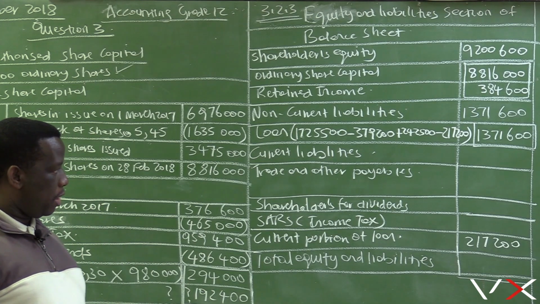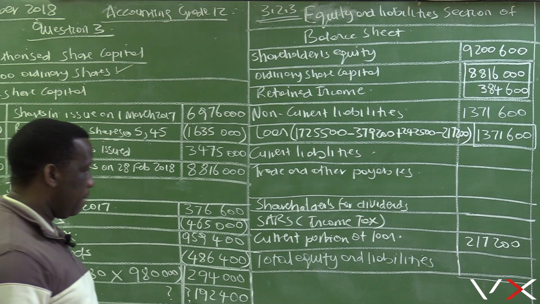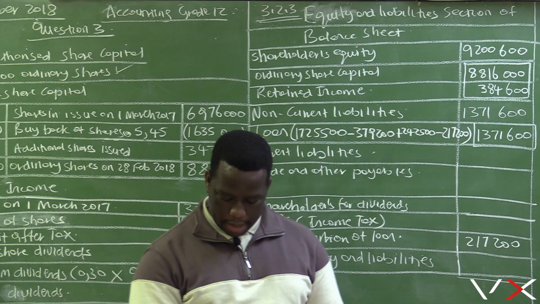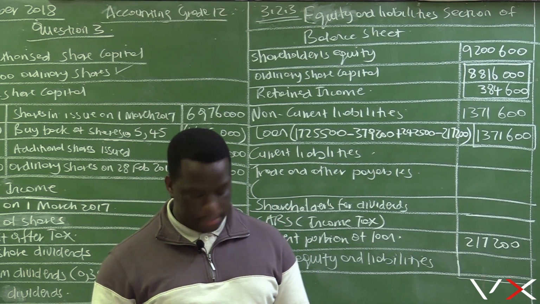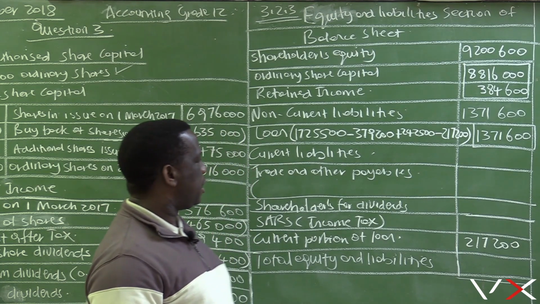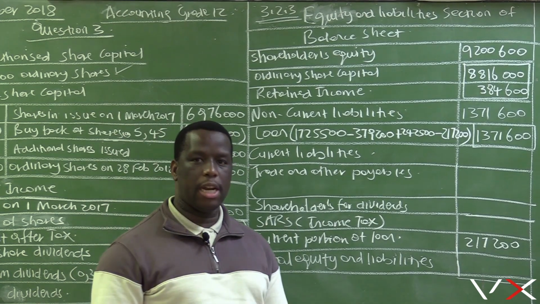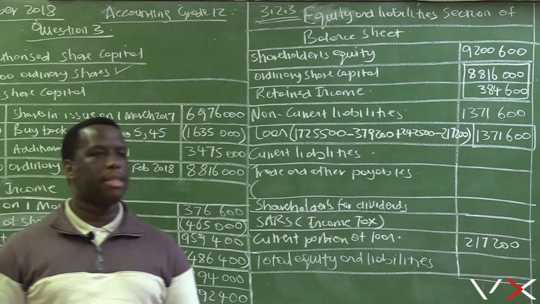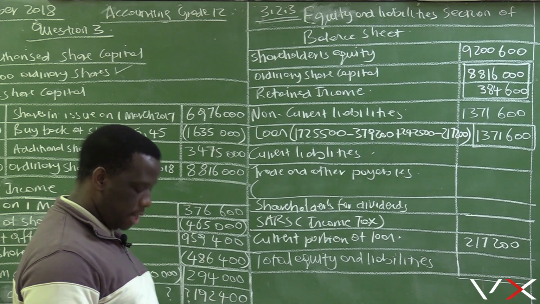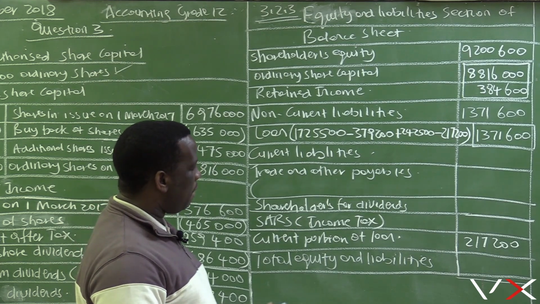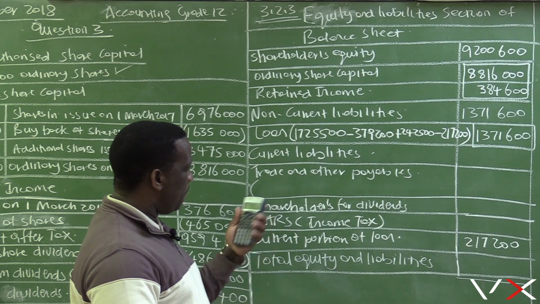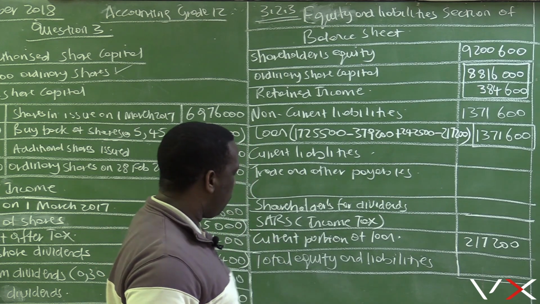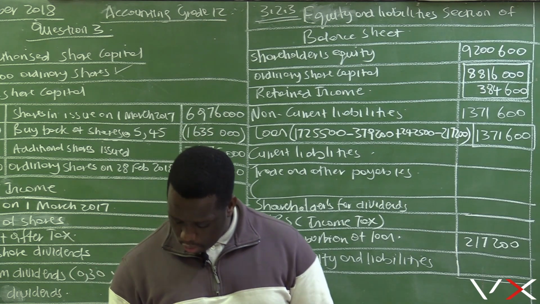Right. So current liabilities, trade and other payables, we have our trade creditors here. Let's check for trade creditors. It's very important to know the notes to the balance sheets, the things that should go under trade and other payables. You have your trade creditors, you have your accrued expenses, you have your income received in advance. That should go under trade and other payables. Sometimes if you do not have enough space here, then even the shareholders for dividends and SARS income tax can go under trade and other payables. But it is important that the current portion of loan must be shown separately.